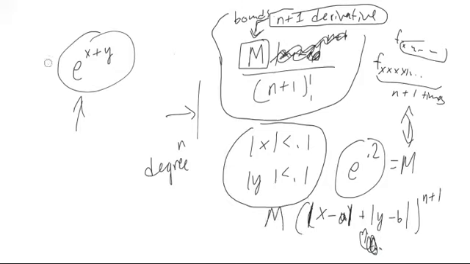Okay, so this is kind of the deal. Instead of x minus a to the n plus 1, we replace it with this part right here. And then we still take that and put it over n plus 1 factorial, right? So that's kind of the bound.